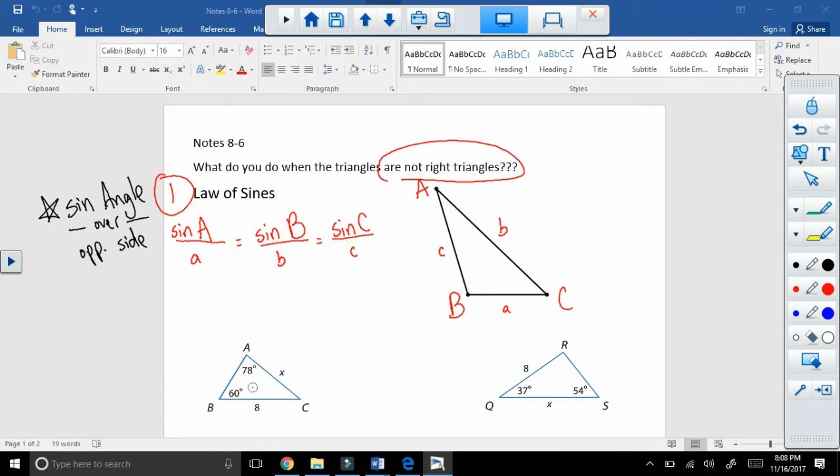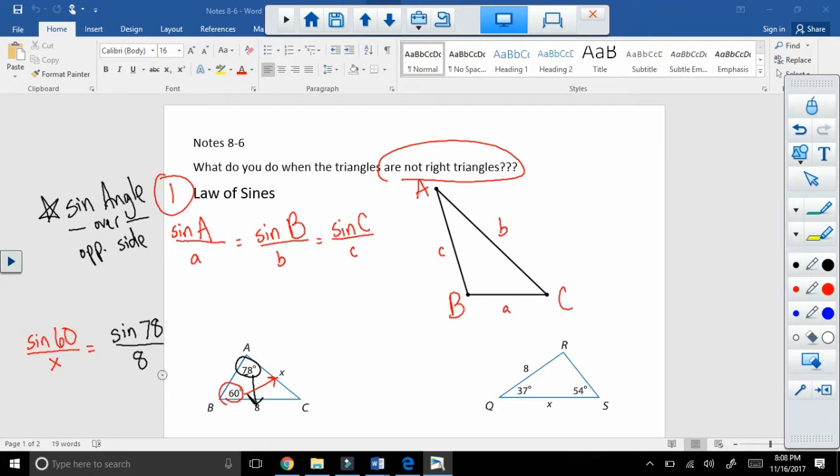So looking at this picture here, this example, here's an angle, there is the side opposite from it, and here is another angle and the side opposite that. So because I have that information to start with, I can use the law of sines and I can set up a proportion, and then I could just solve it for x. So I would set this up as the sine of 60 over x equals the sine of 78 over 8.